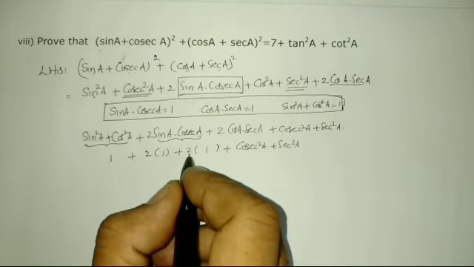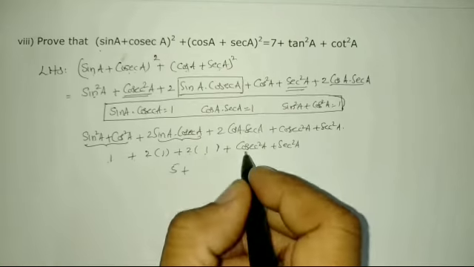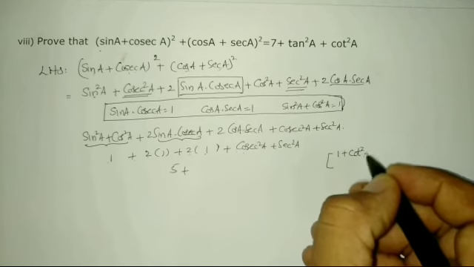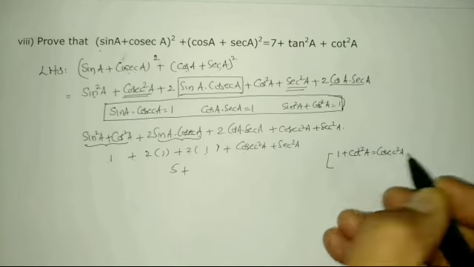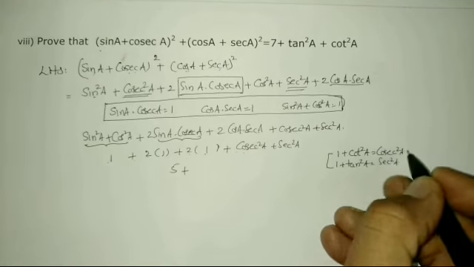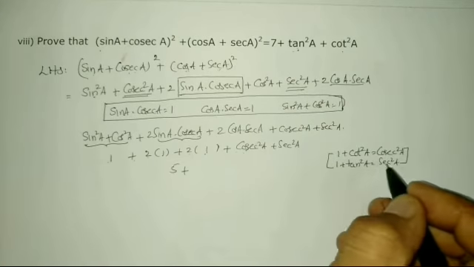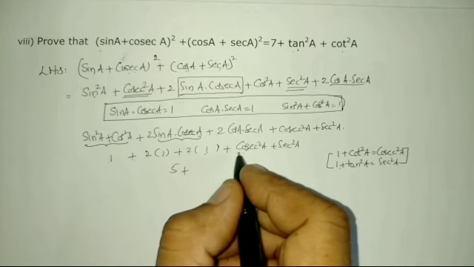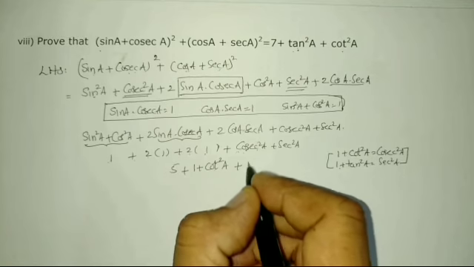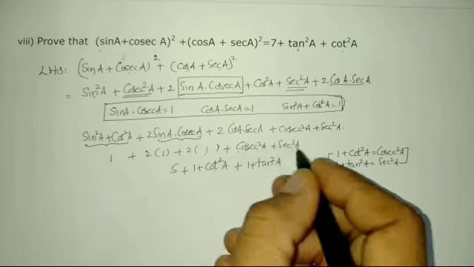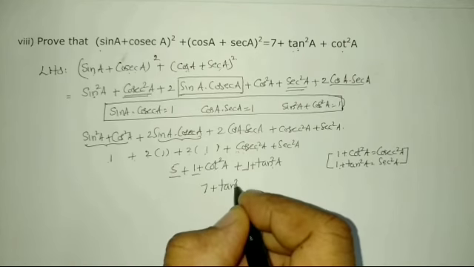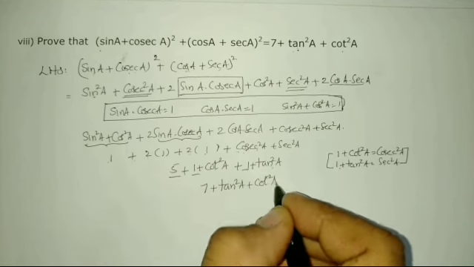So 1 plus 2 into 1, 2, that gives 5, plus. Here 1 plus cot square A equal to cosecant square A, and 1 plus tan square A equal to secant square A. Cosecant square A can be written as 1 plus cot square A, and secant square A can be written as 1 plus tan square A. So 1 plus cot square A instead of cosecant square A, and 1 plus tan square A instead of secant square A. So 5 plus 1 plus 1 gives 7 plus tan square A plus cot square A.